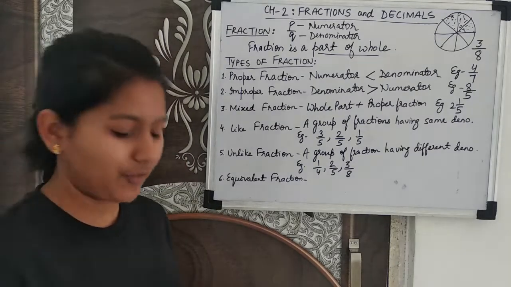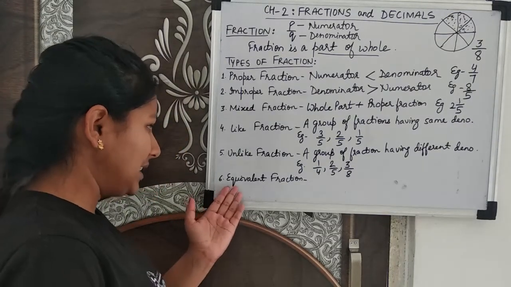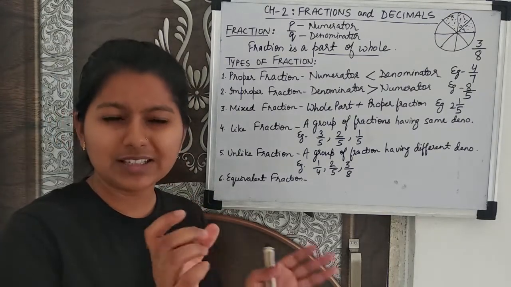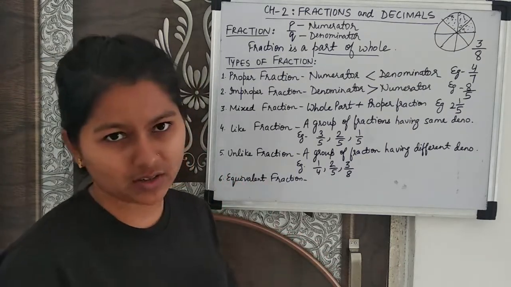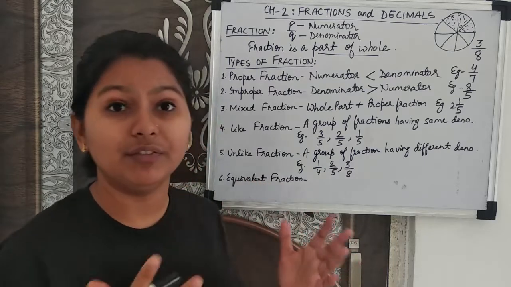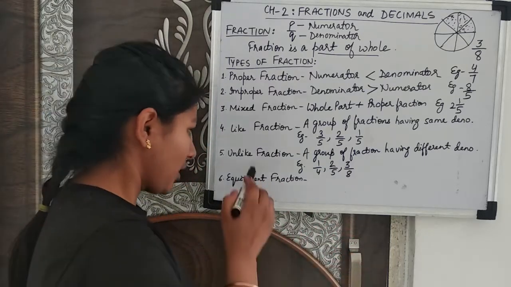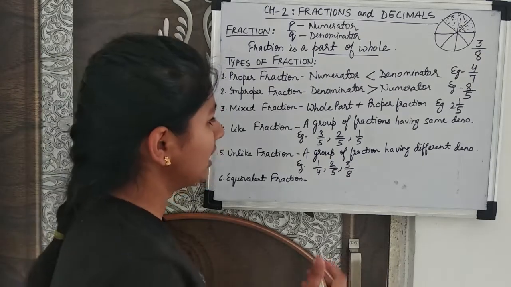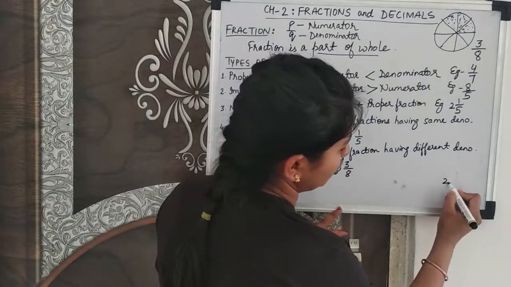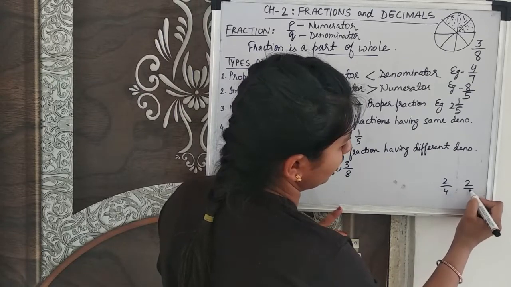Now equivalent fraction. This word equivalent is somehow related to the word equal. Why am I not writing it as equal fraction? Why am I using the word equivalent fraction? The reason is, if I talk about equal fraction, supposedly I can write here 2 by 4, 2 by 4.